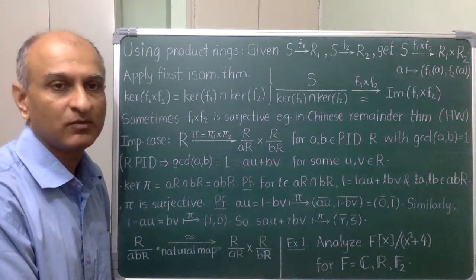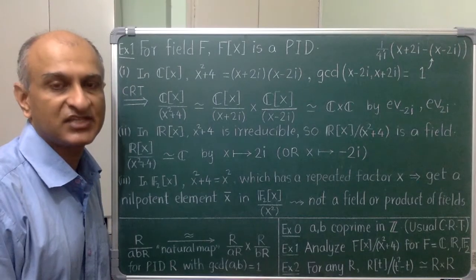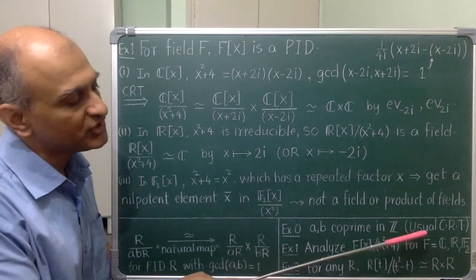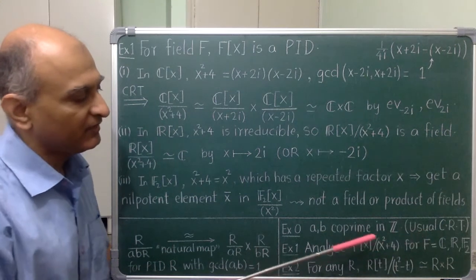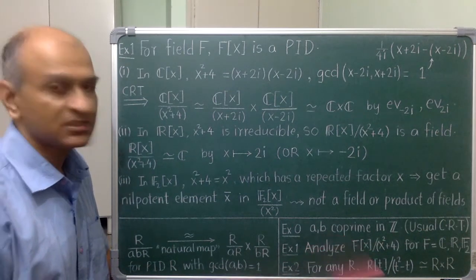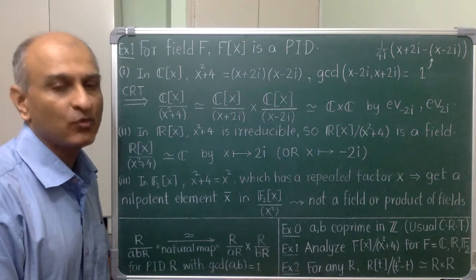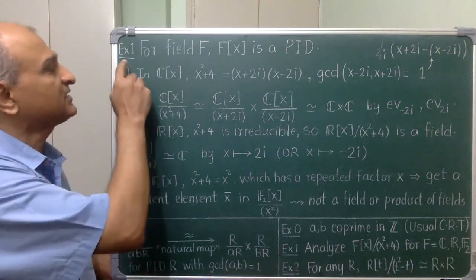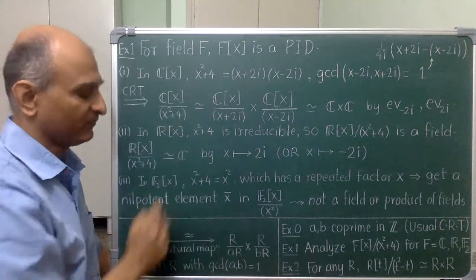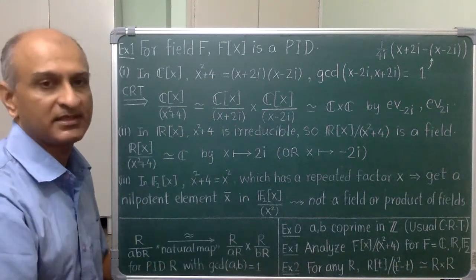So do this now. Before we discuss exercise 1, note that the usual Chinese remainder theorem, where a and b are coprime integers, is a special case of this, and you did it already in homework 0. In exercise 1, F[x] is a PID. So let's see if this theorem applies.